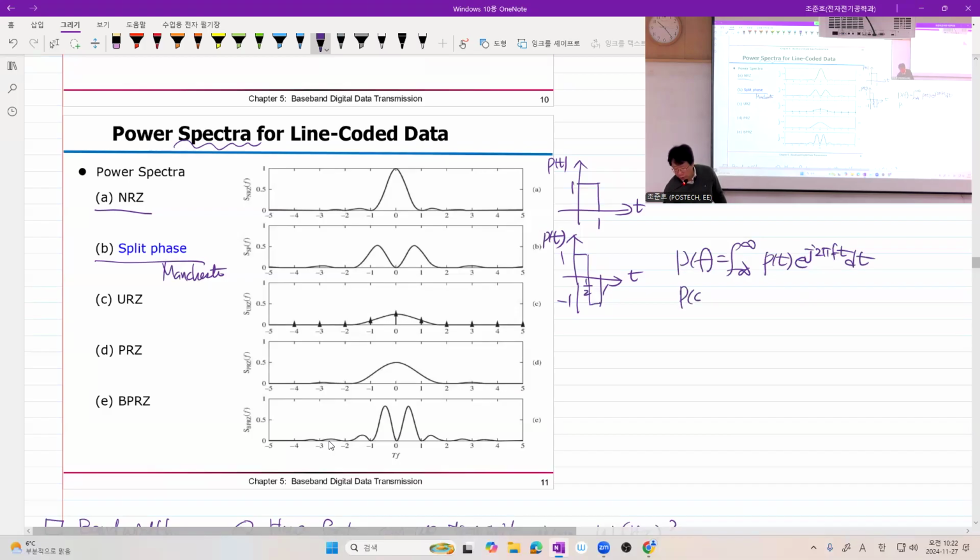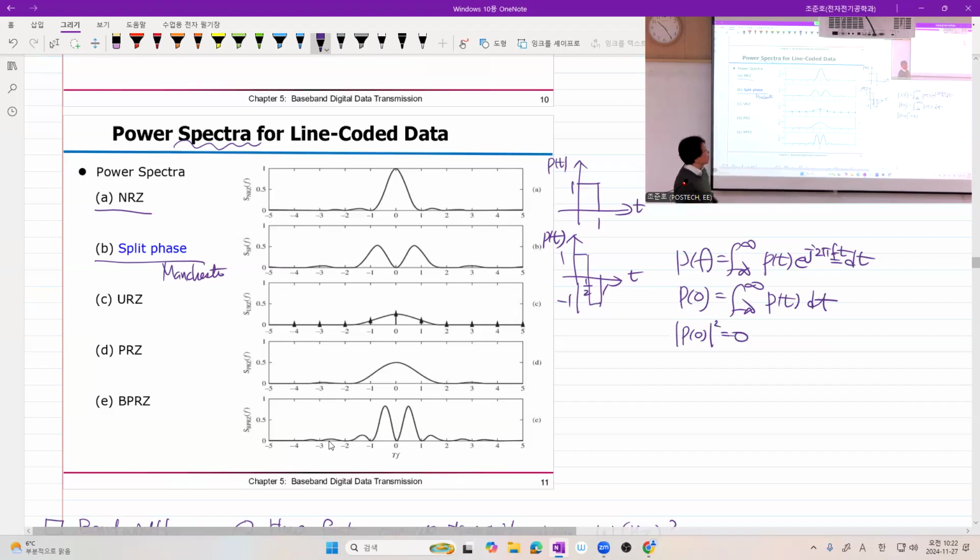So P of 0 equals simply P of t. If you substitute 0 here, you have 1. So P of 0 in the frequency domain, P of 0 means the DC component here, and it has no DC. And since P of 0 is 0 here, energy spectrum at 0 is also 0 for Manchester code. That's why you have this null in the frequency domain for so-called split phase line encoder.